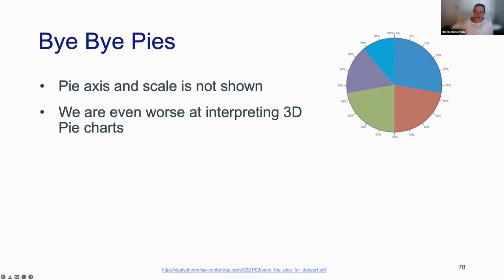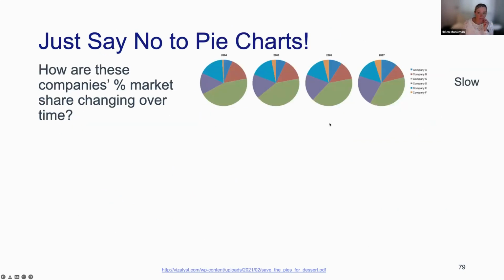So pie axes, the idea here is that we're bad at them because we don't have an axis on them. So they're hard to compare. And even beyond that, we're just really bad. And we're even worse at 3D pie charts because of just the way our human brain works. So it's not our fault. That's the good news. So I would like you to just say no to pie charts, please.